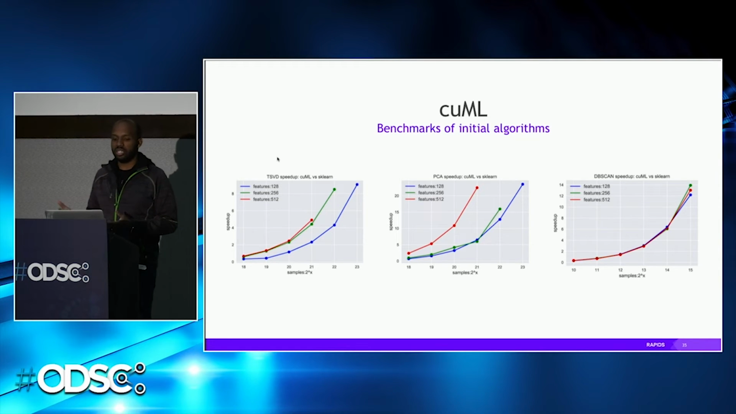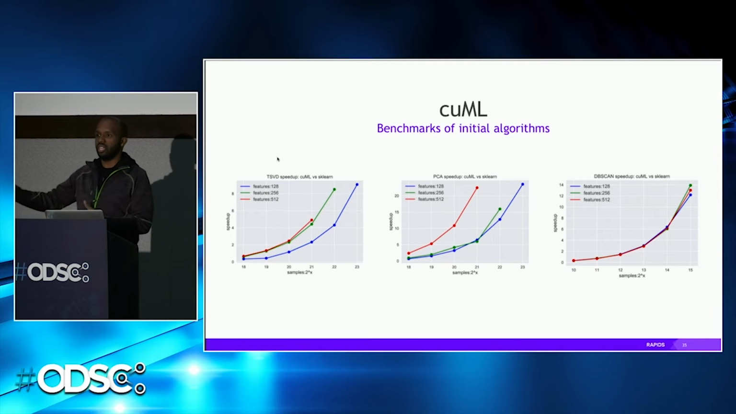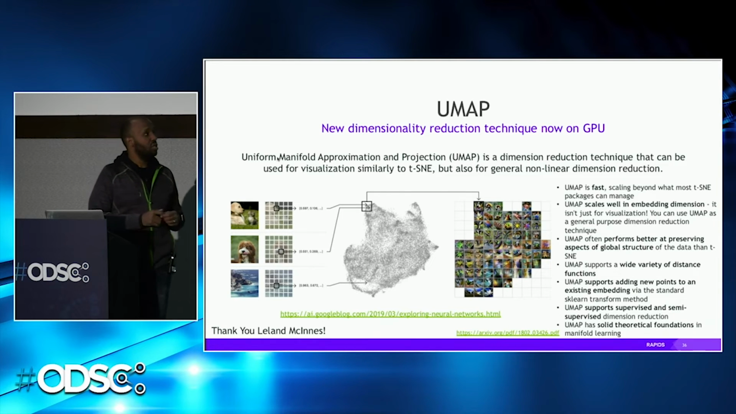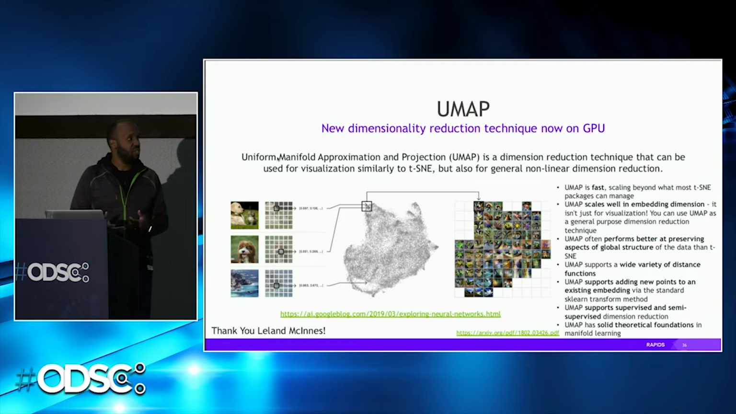And then especially in the cases with the T4, where it's cheaper than most server grade CPUs, it's really great to see this kind of 10x improvement at cost parity. In our last release, we also added a GPU version of UMAP.